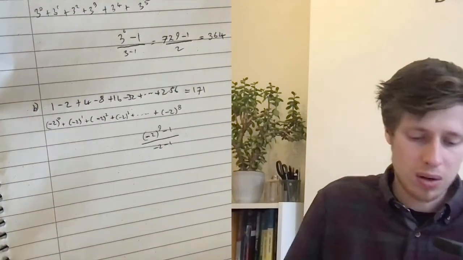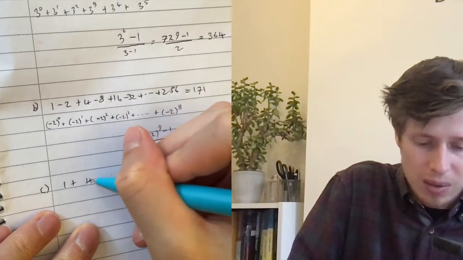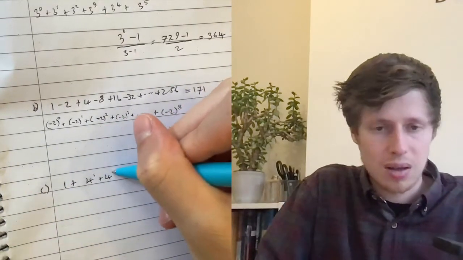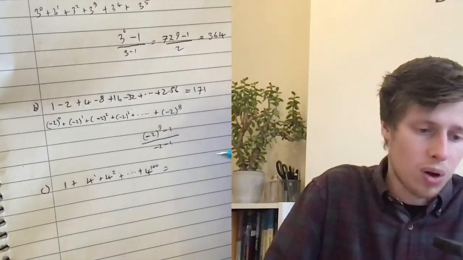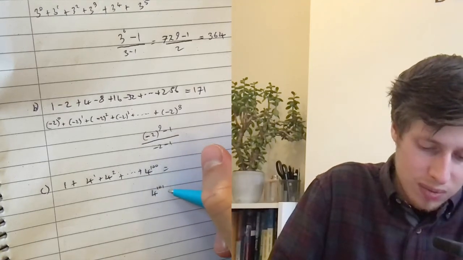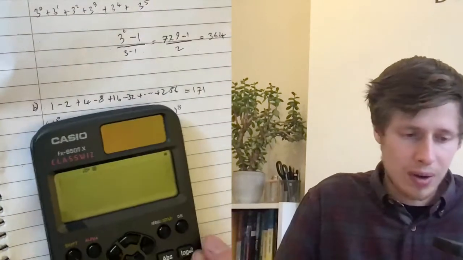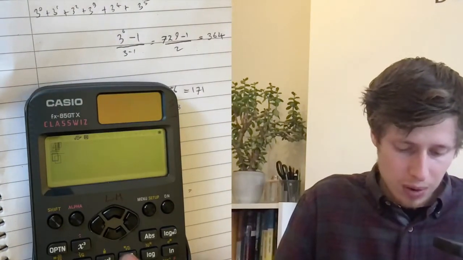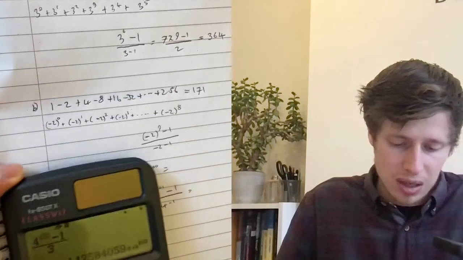And now for the next one, this is when my formula really comes in handy, because this one definitely I do not have time to manually type into my calculator. So for this one, I'm going to do 4 to the power of 101 over 4 take away 1. And let me just type in my calculator. So that's 4 to the power of 101 take away 1 over 3, because 4 take away 1 is 3. Wow, that's a big number.